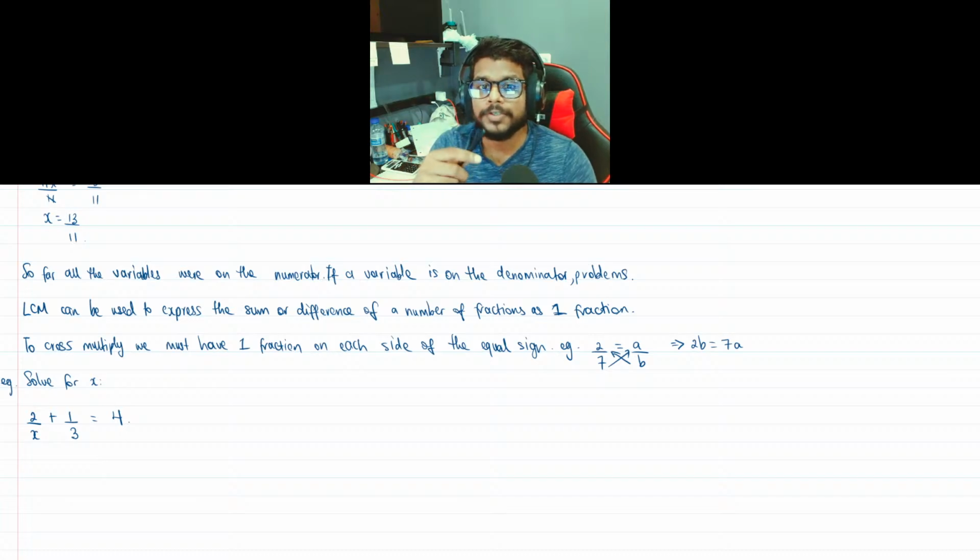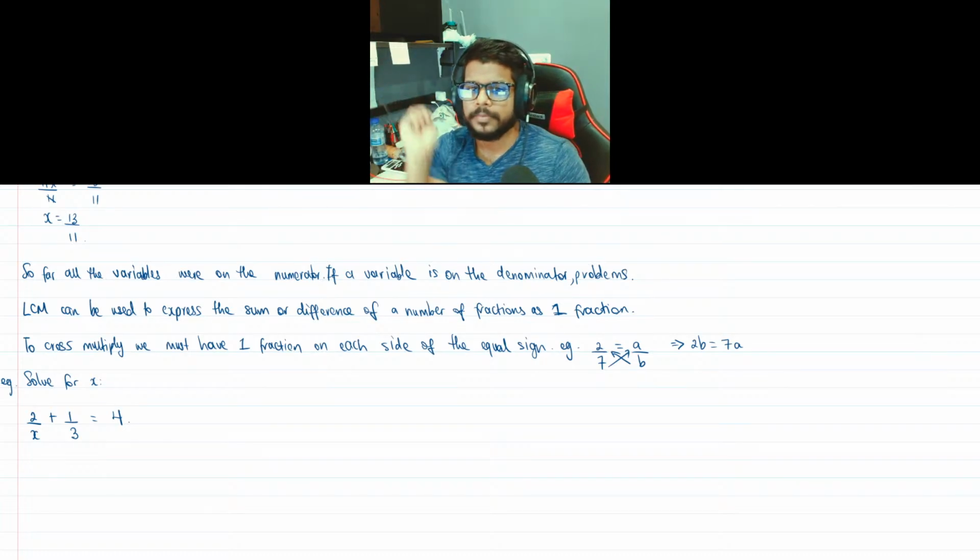What is the condition to cross multiply? I must have a fraction on each side. Do I have a fraction on each side? I don't. How do I get a fraction on each side? LCM. It might sound long and tedious, but it's very, very simple. LCM, cross multiply. LCM, cross multiply. Over and over again.